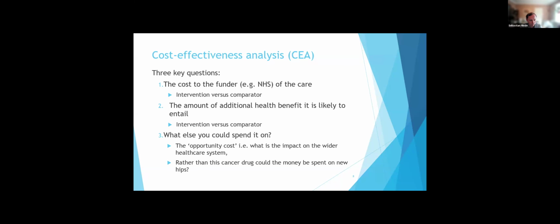So as was presented early in that mining disaster example, the idea that the money has some value somewhere else in the NHS system. So rather than the cancer drug that we might be considering, how else could it be spent? Would it reduce the number of new hip implants that we could do?